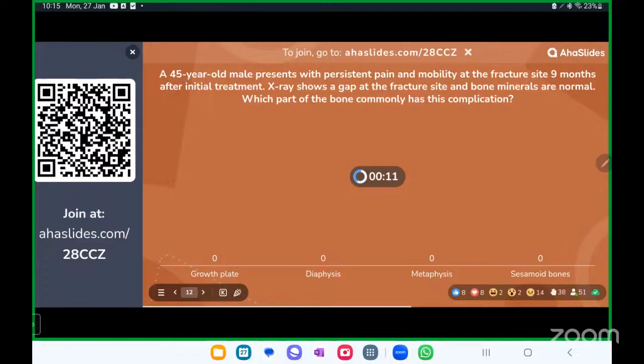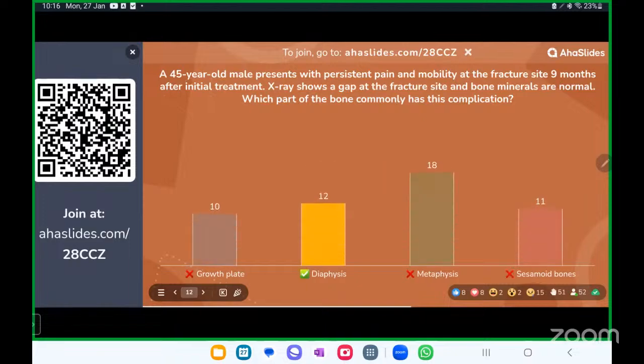So this type of complication is more likely to occur in areas where bone regeneration is challenging and the bone is unable to heal properly. So you have to think about areas that have limited blood supply and which are difficult to stabilize. Yes, the answer is diaphysis.